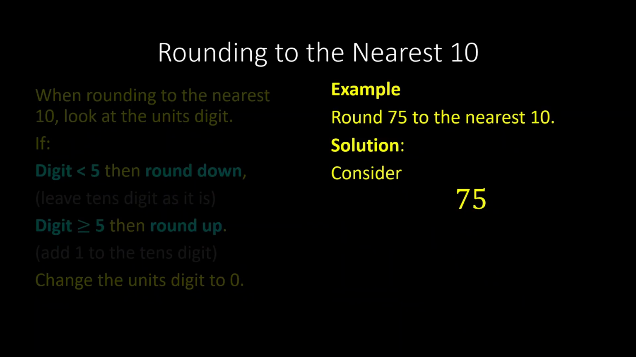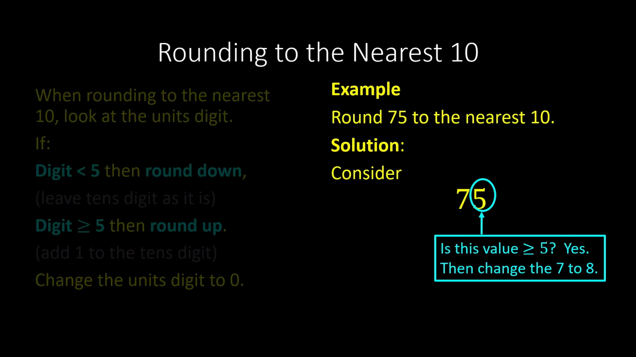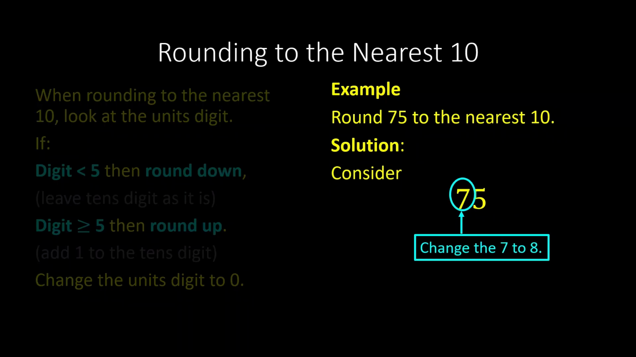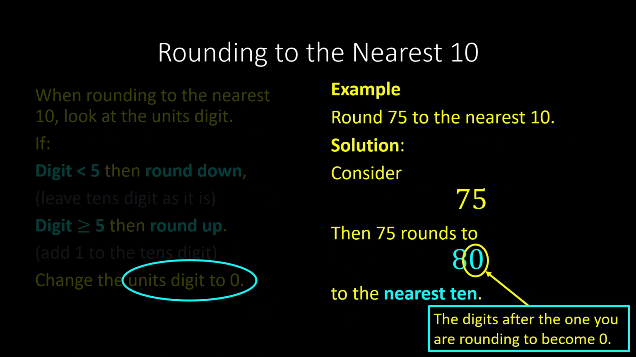Now let's round 75 to the nearest 10. Here's the tens position, and we look at the units and ask ourselves, is this value greater than or equal to 5? In this example, it is, yes. So we change the 7 to an 8. And therefore, 75 rounds to 80 to the nearest 10. Notice that the digits after the one you are rounding to become 0. So the units become 0.